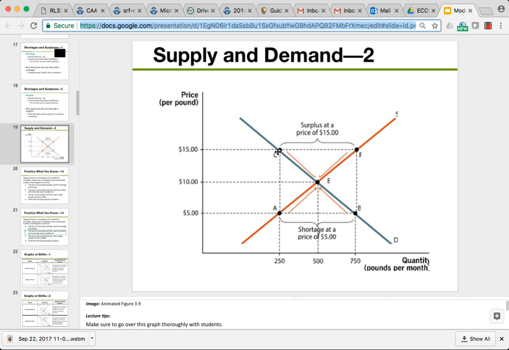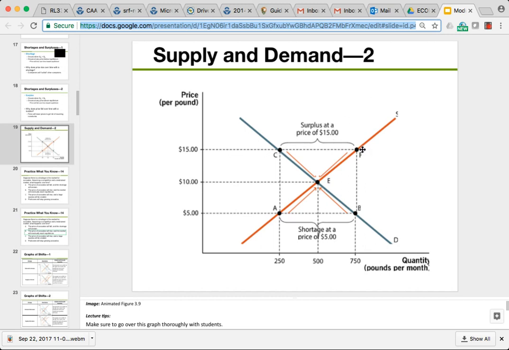And it's a surplus because if you took this price of $15 and went over to the supply curve, you would see at point F that the quantity supplied at a price of $15 would be 750. If the price is greater than $10, the quantity supplied should be greater than the equilibrium quantity supplied. That is, we should see an increase of 500 to 750. And it's a surplus because this 750 supplied is greater than the 250 demanded at the price point of $15.